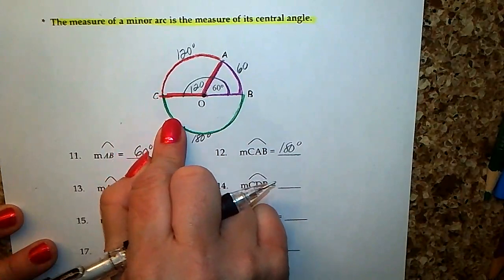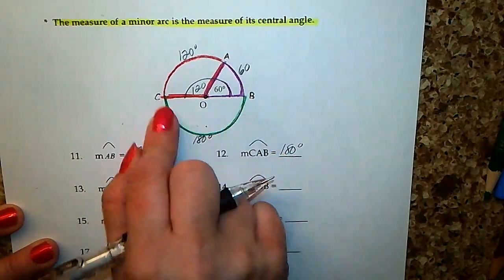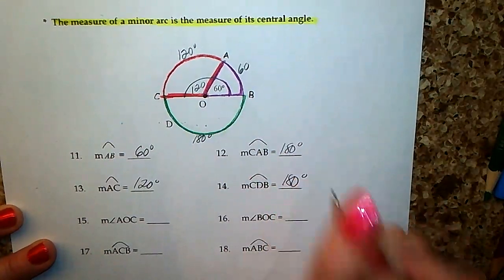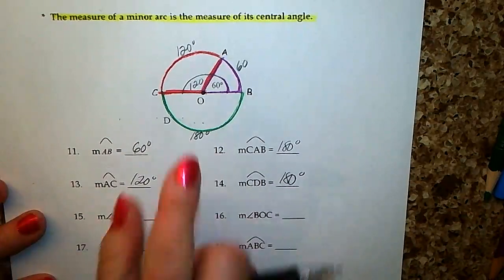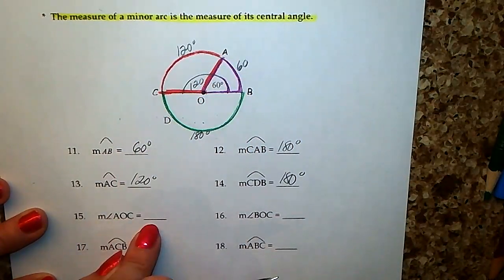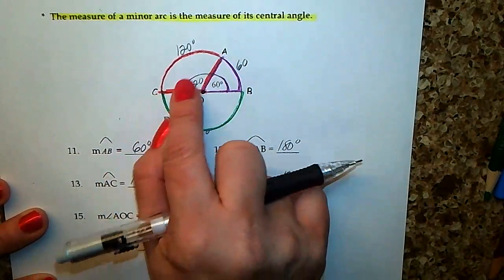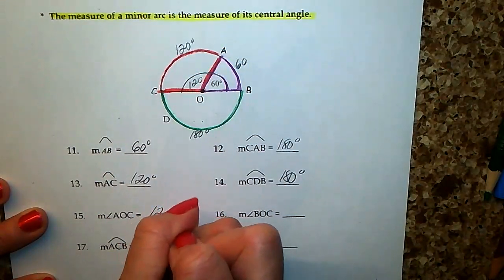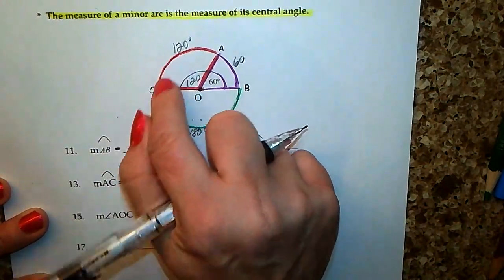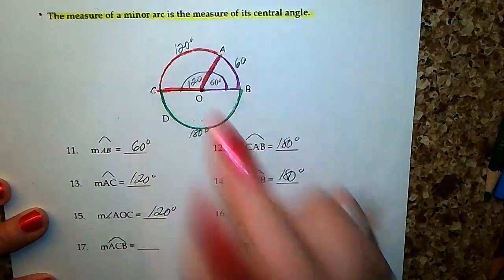Arc C to D to B. Again, that's another half a circle there. That's another one that's 180 degrees. All right. Next one we have is angle. That's a measure of an angle AOC. That's the little angle right in there. That's 120. Right? The measure of the angle is the same as the arc. They're going to be the same.